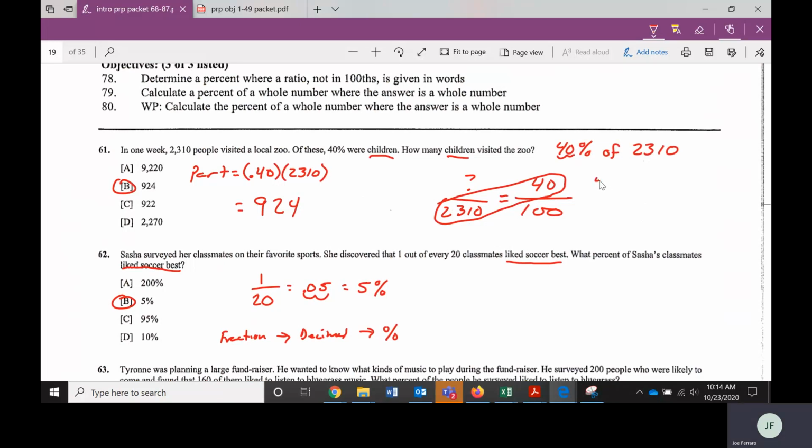So I guess I can write it out here. Divided by the third number, which is 100. So that equals 92,400. Divide by 100, and you get 924 also.